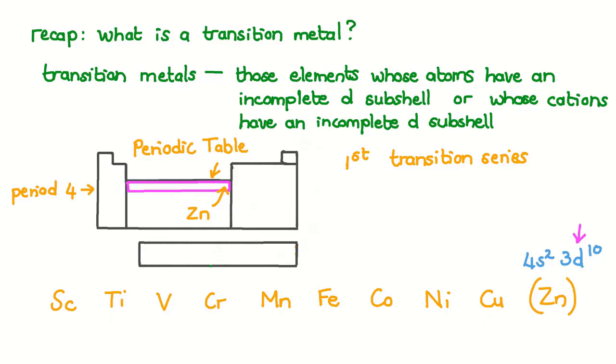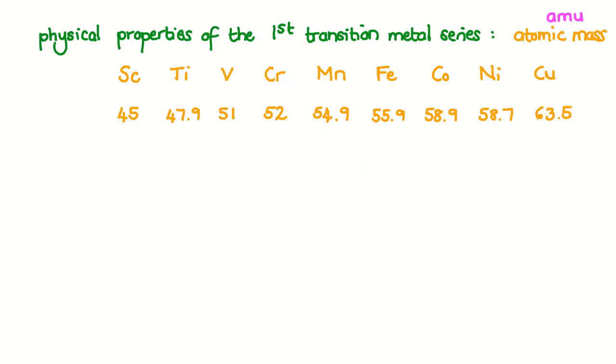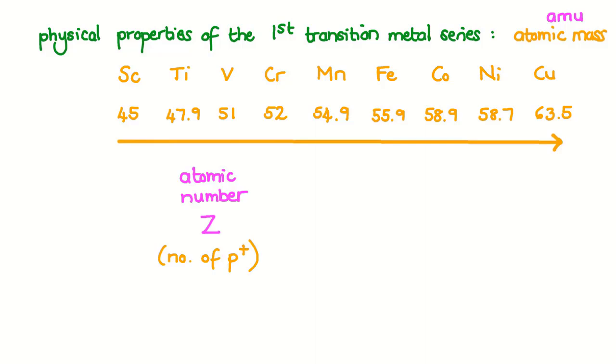Before we have a look at some specific physical properties of the first transition series of elements, let's have a look at their atomic masses. The atomic masses for these elements are listed and given in atomic mass units. Going from left to right across the period, we find a general trend. As the atomic number or number of protons increases, so the atomic mass increases too. However, there is a slight dip in the trend for nickel.